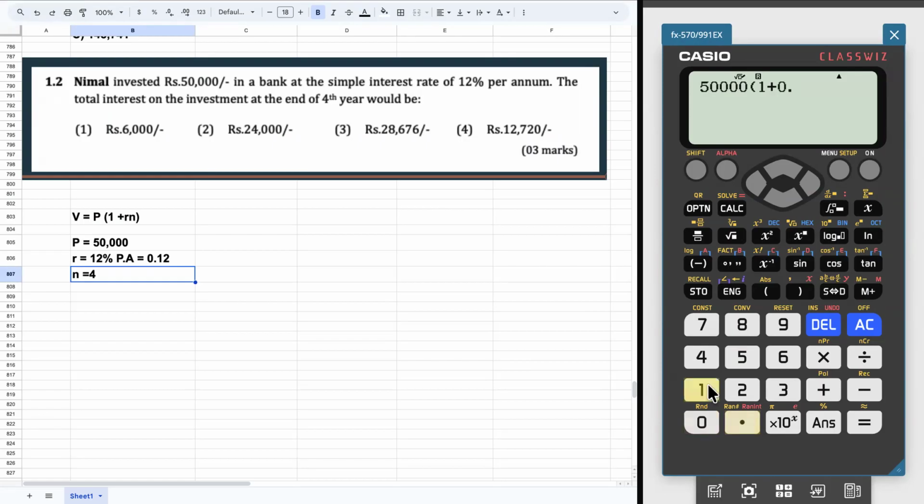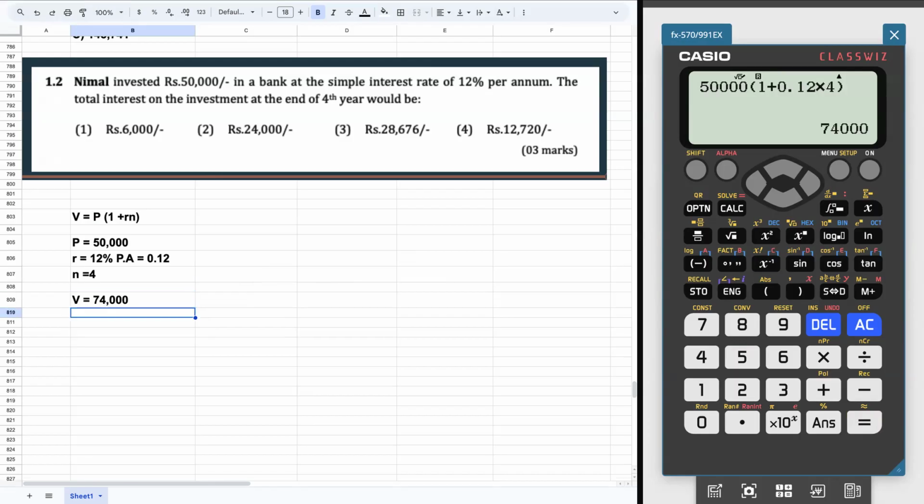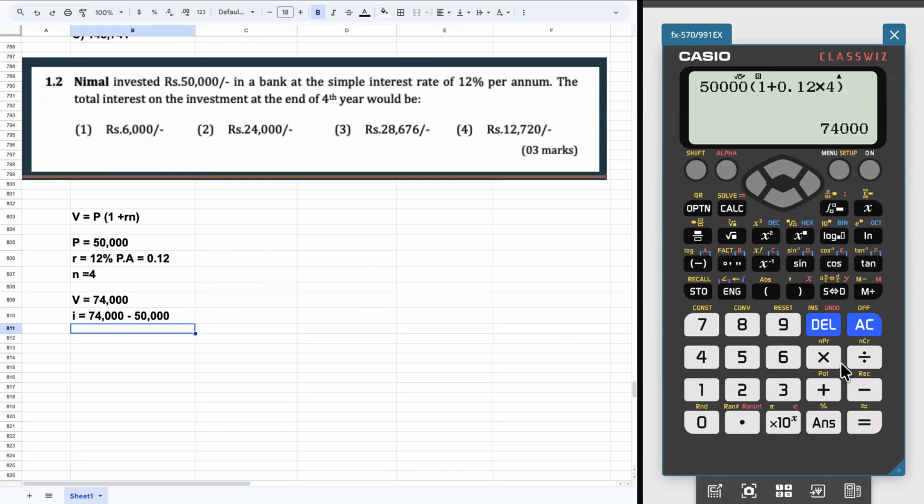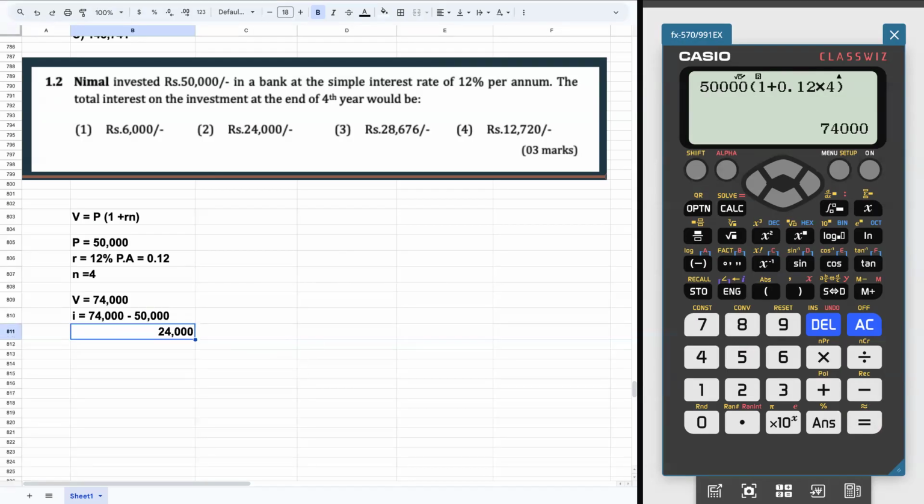0.12 times 4 years. There's no power because it is simple interest. So we can get the answer, that is 74,000. This 74,000, my dear, is the V value, the total value of your investment with the interest. To find the interest, from the total 74,000 we have to take away the 50,000, the initial investment, right? So 74,000 take away 50,000, you will get 25,000.